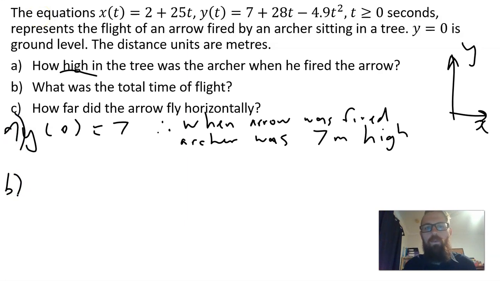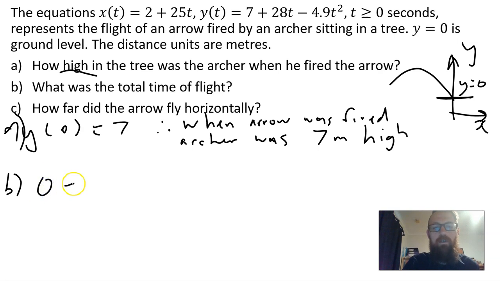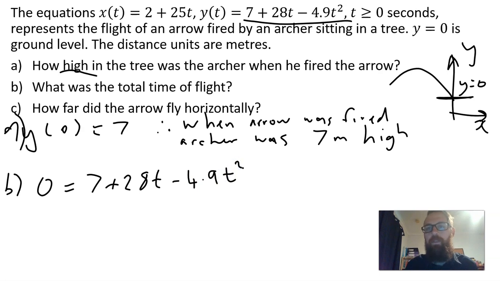So what was the total time of flight? We know our arrow is flying from 7 meters high in the tree. They're shooting the arrow and it's hitting the ground some time later. The height we're interested in is when it hits the ground, which will happen at y equals 0. So if we want y equals 0, we've got 0 equals, and our y is this one here: 7 plus 28t take 4.9t squared.